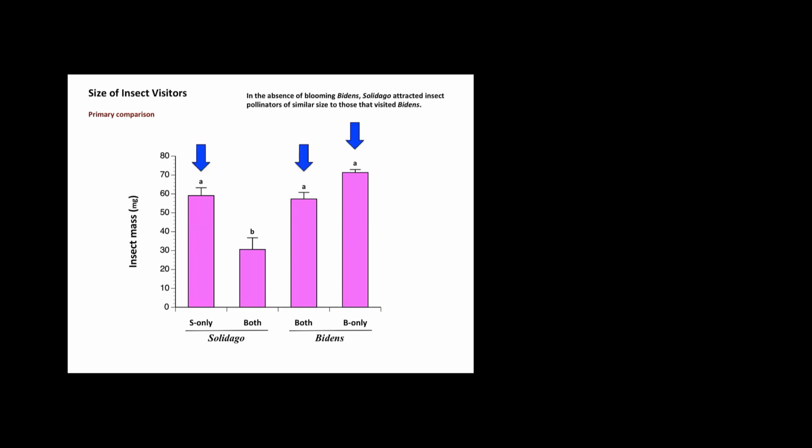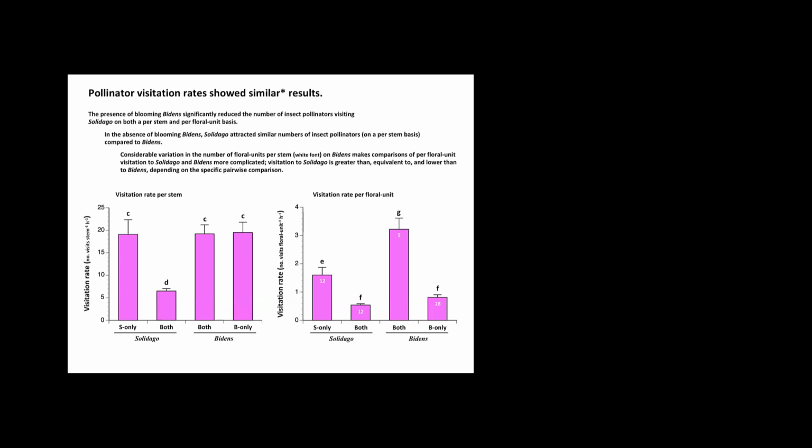Comparing solidago alone against the bidens host plants, there's no difference in the size of the average visitor to these plants. So the presence of flowering bidens is drawing larger pollinators away from those solidago host plants, and they're shifting over to bidens. Results are similar for insect visitation rates here on the left, with a significant decrease in the number of visits per stem per hour to solidago hosts when flowering bidens is present. Otherwise, solidago is attracting equivalent numbers of insects compared to bidens.